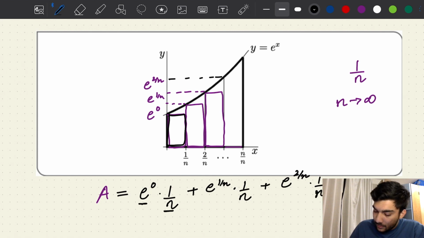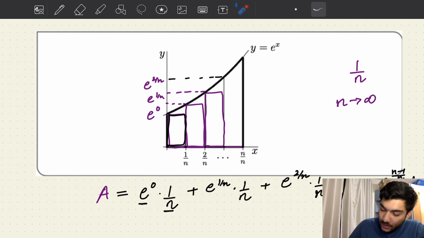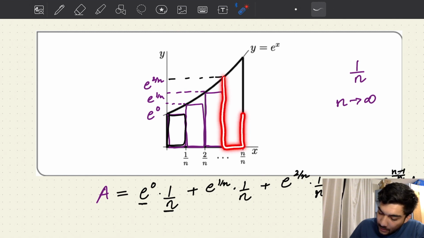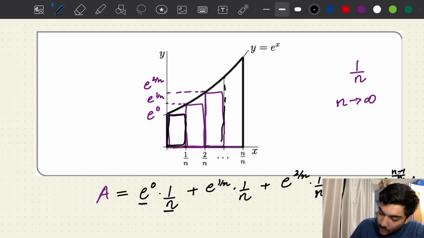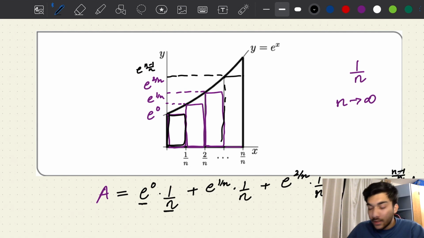And I can keep on following this process and adding the areas of the consecutive rectangles that will be formed in this actual area calculation until I reach the very end of my series, for which the area of the last rectangle or the tallest rectangle would be e to the power n minus 1 upon n times 1 by n. Because you see that in the last rectangle case, the height is basically given by e to the power n minus 1 upon n, which is already written on the screen as well.